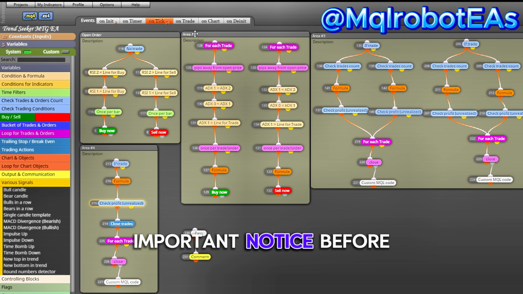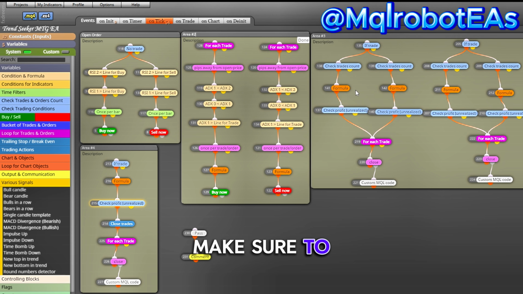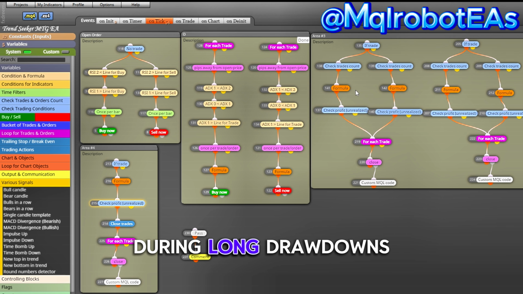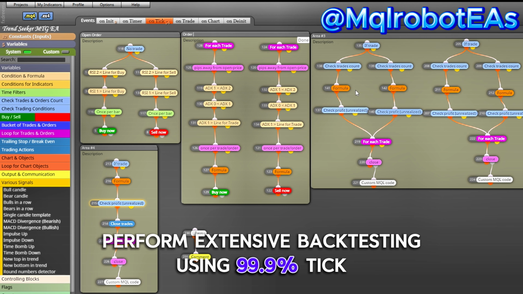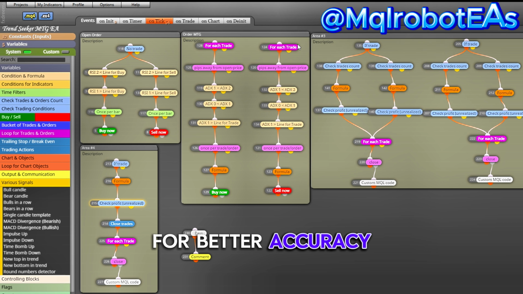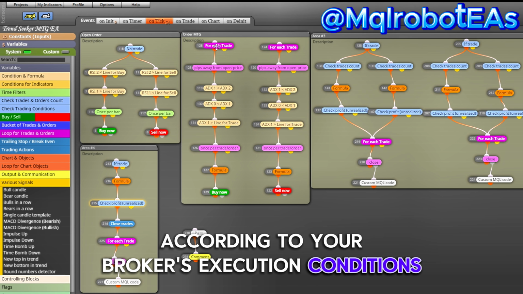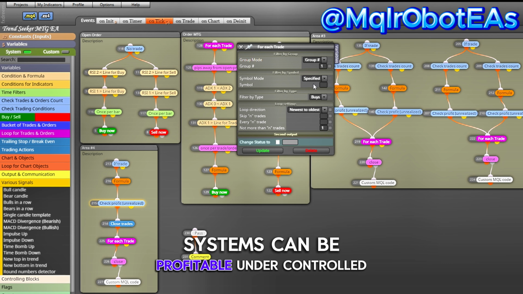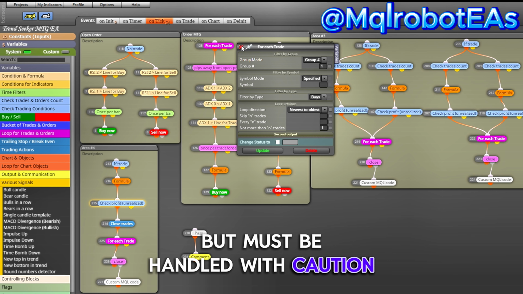Important notice: before using this EA on a live account, make sure to understand the Martingale risk and its impact during long drawdowns. Perform extensive backtesting using 99.9% tick data for better accuracy. Adjust the EA according to your broker's execution conditions, spread, and leverage. Martingale systems can be profitable under controlled setups, but must be handled with caution.